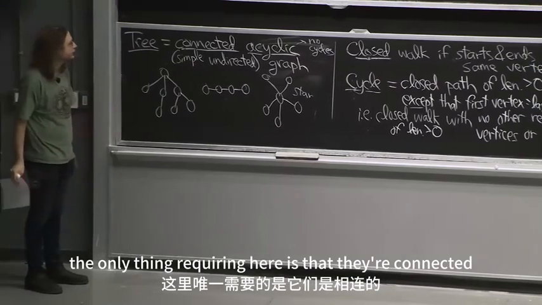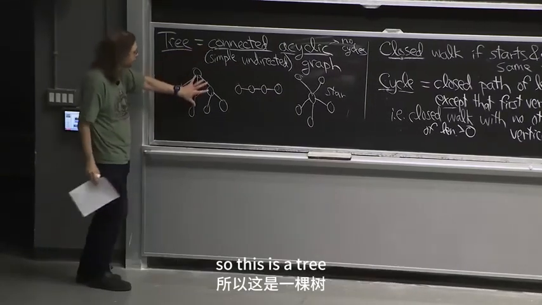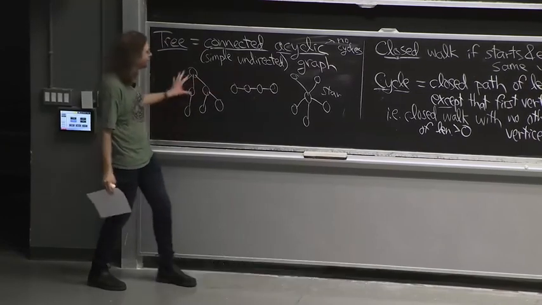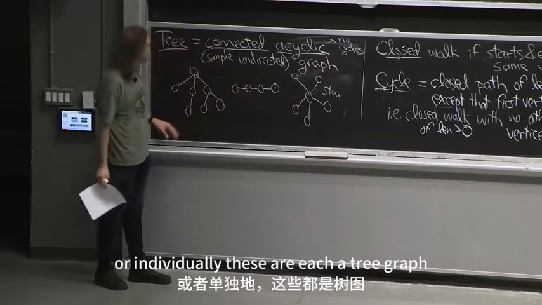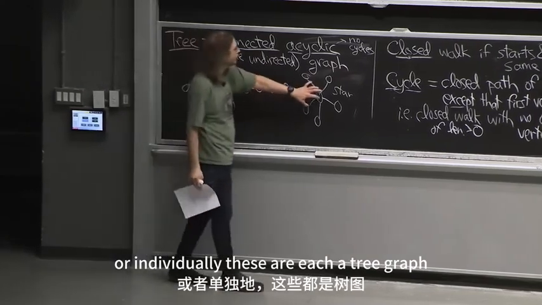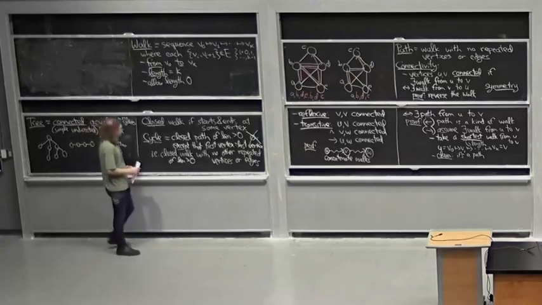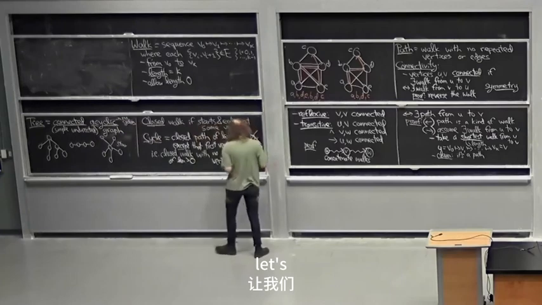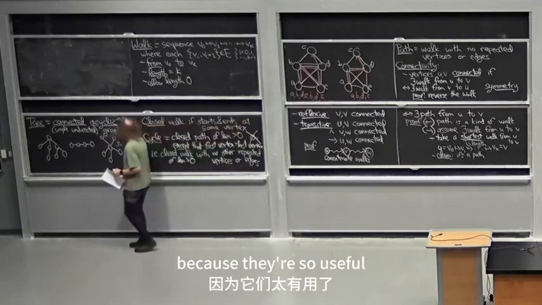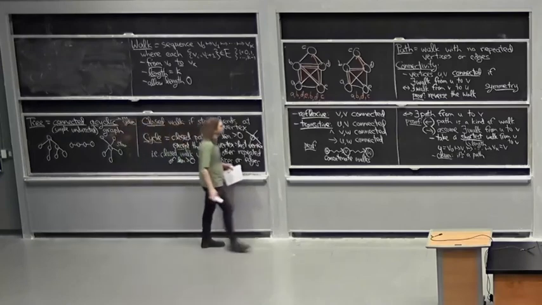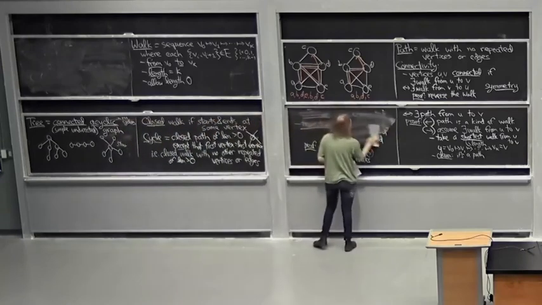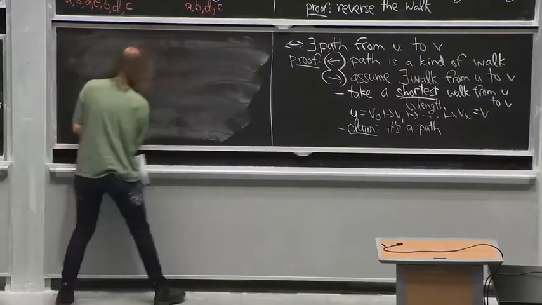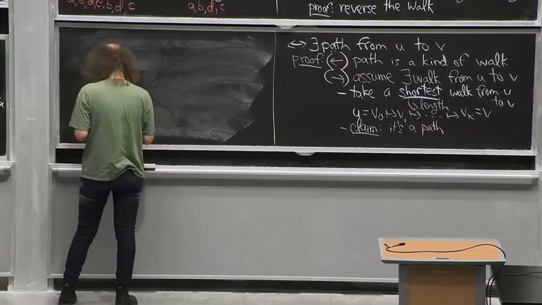So the only thing we're requiring here is that they're connected. So this is a tree, but together this is not a tree. It's actually what we call a forest. This would be a forest with 3 trees in it, or individually, these are each a tree graph. Okay. Let's prove some properties about trees, because they're so useful. Just nice to work with.